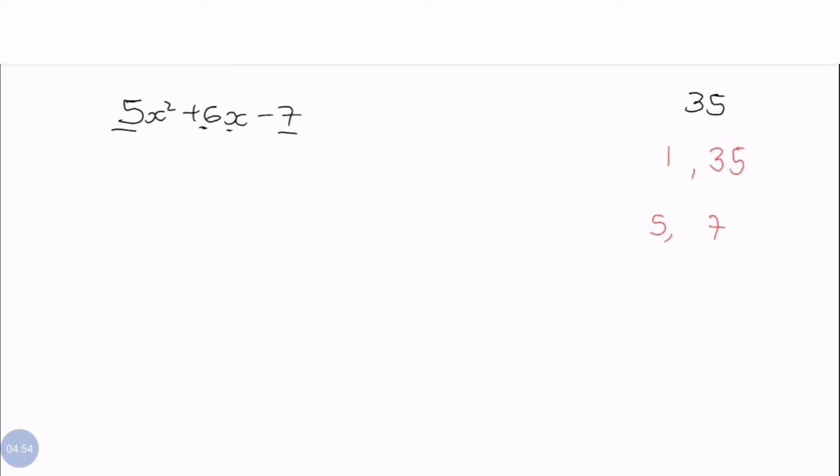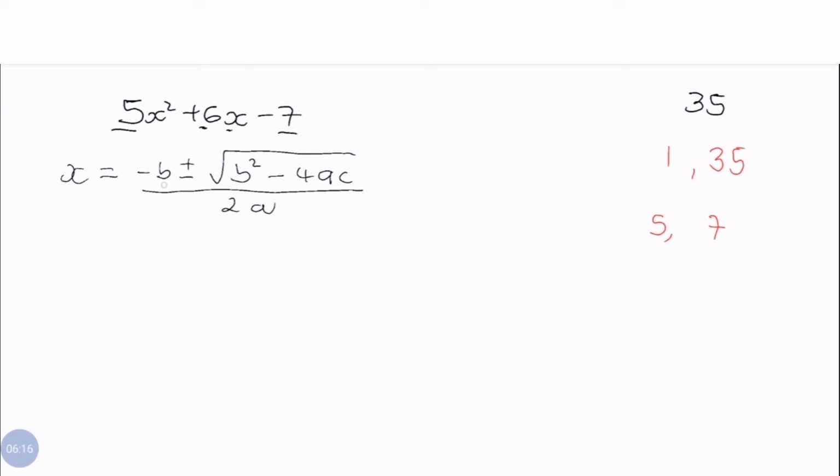So what do we do when a trinomial cannot be factorized? We use a quadratic formula. The quadratic formula is x equal to minus b plus or minus root b squared minus 4ac all over 2a. So here is our quadratic formula.